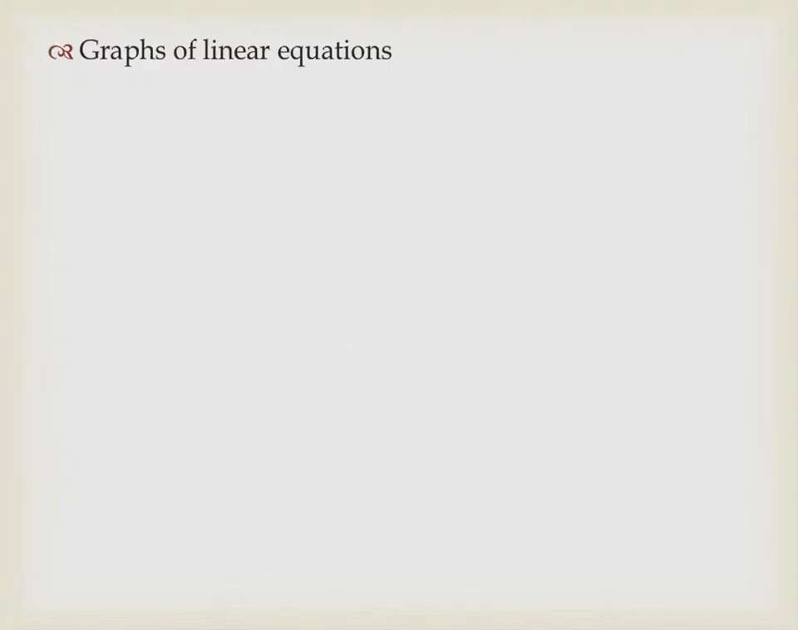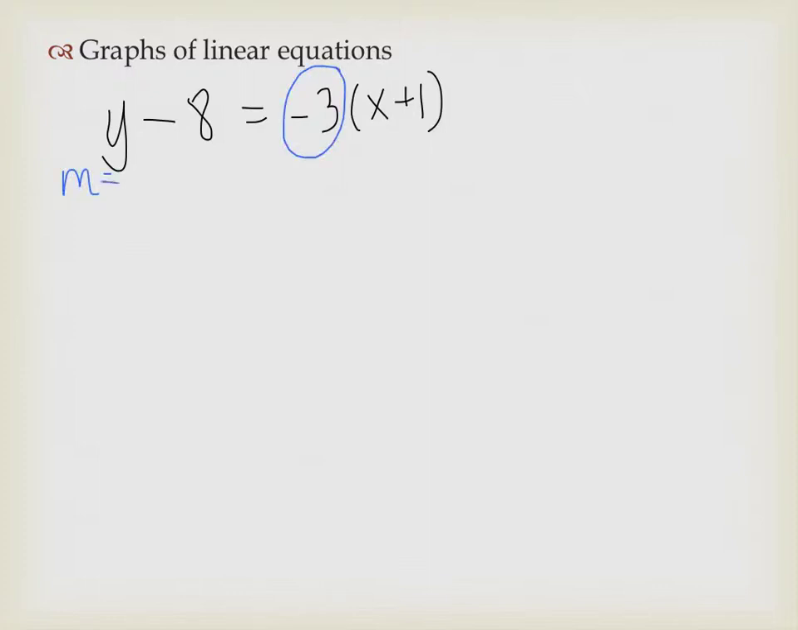So I already went through a very quick example of graphing something in standard form. Let's graph something in point slope form, just because it's kind of funky. So we had y minus 8 equals negative 3 times x plus 1. So we must recognize that this is in point slope form. I can just grab the slope right away. The slope is negative 3. And now the point.